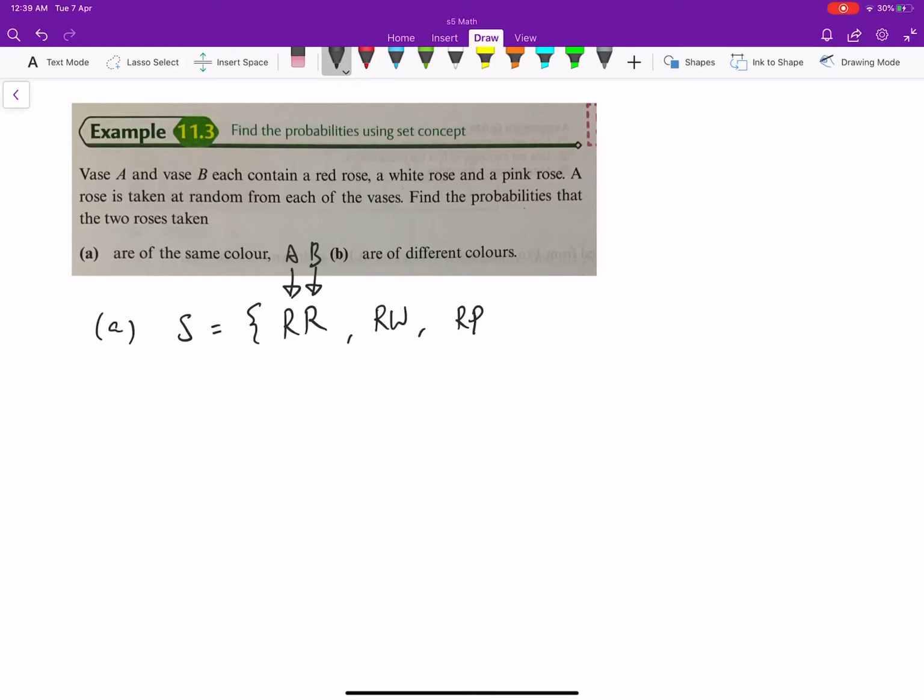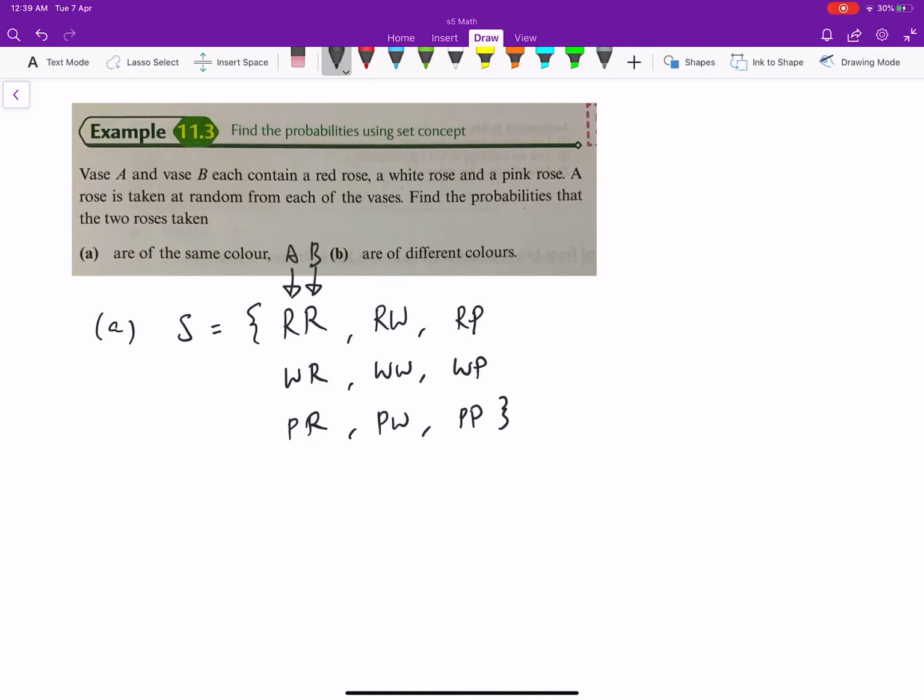Then these 3 cases are all getting red from A, but you can also get red from B but not red from A, right? So we also consider other cases. So you get WR, and WW, WP, and also PR, PW, and PP. So actually you get 9 elements in the sample space.